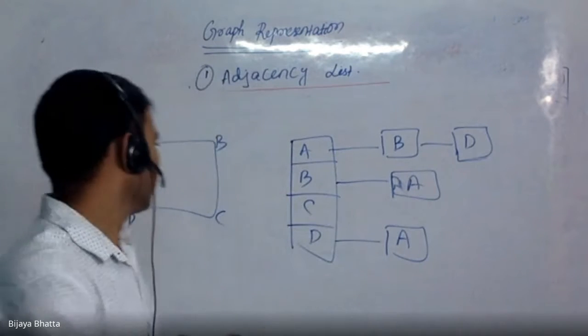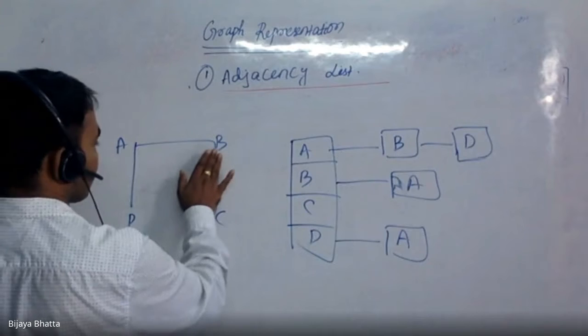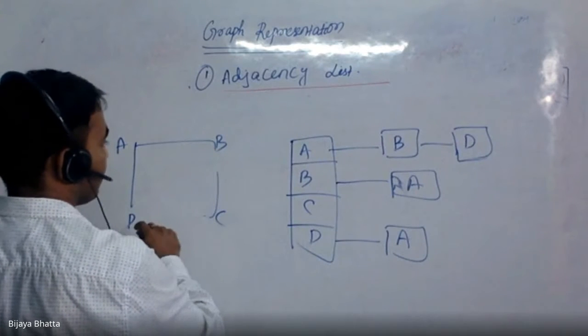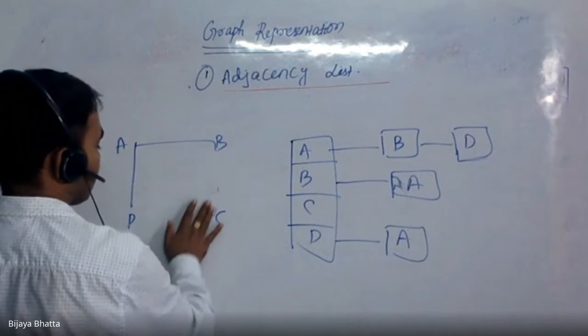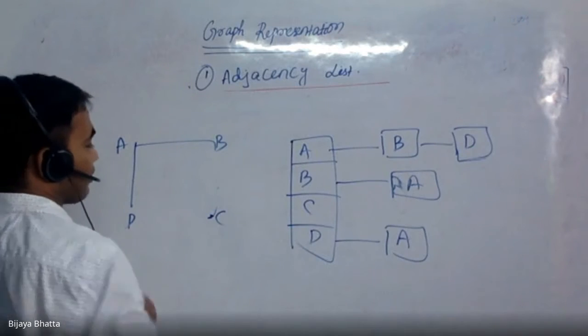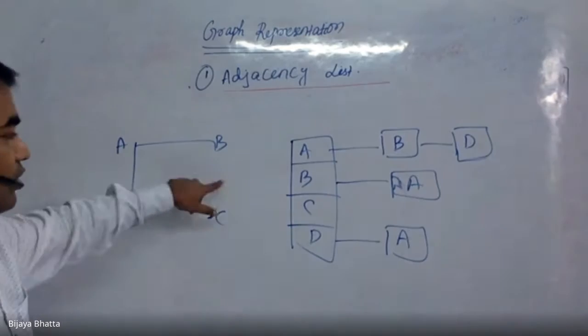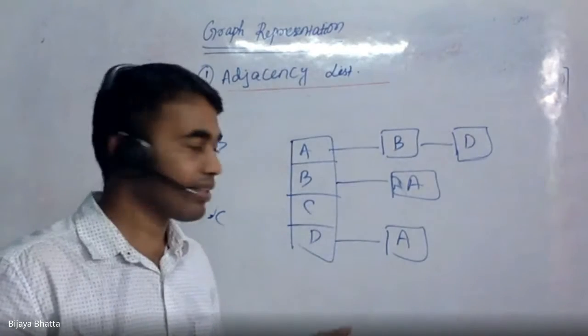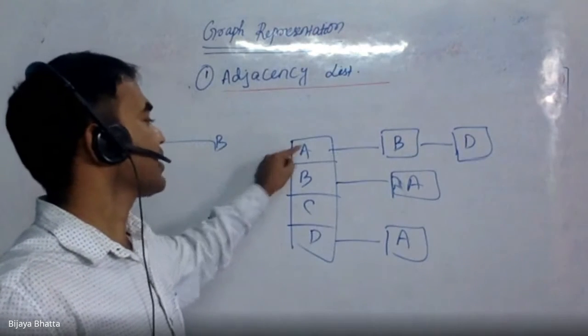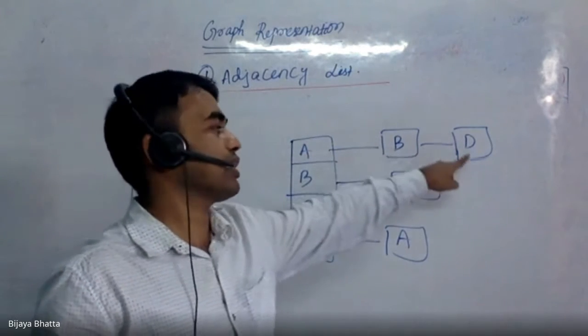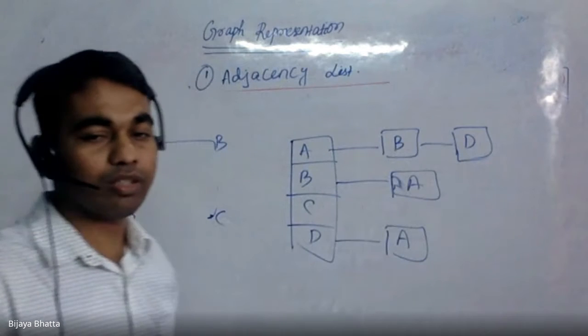Suppose I have only this much, A, B, this much only. Let me say this is the isolated vertex, C is not connected to it. So this is going to be my list. What does this list represent? A is connected to B and D. So this is very important.